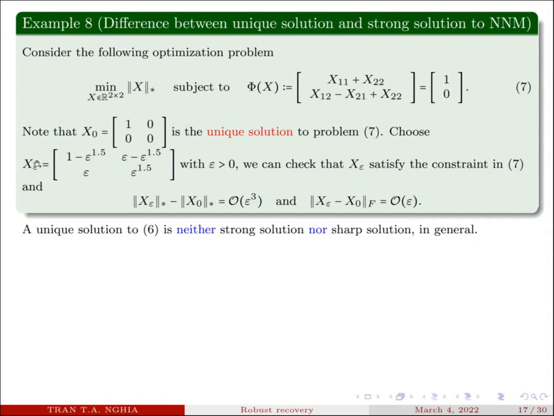And for this example, we show that X0 is a unique solution. But if we choose X epsilon like this one, we can check that X epsilon satisfies the constraint right here. However, you can see that, with some algebra, the error right here is big O of epsilon cubed. At the same time, the error between X epsilon and X naught is only big O of epsilon. It really means that, for nuclear norm minimization problems, this unique solution is neither strong nor sharp. The order is raised to 3.